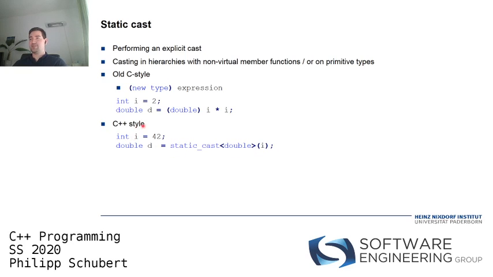And this would also be a fine application for static cast. Here you have an integer 42, and maybe you wish to convert it to a double, and here you statically cast that integer value i into a double d. So d would afterwards carry the value 42.0.